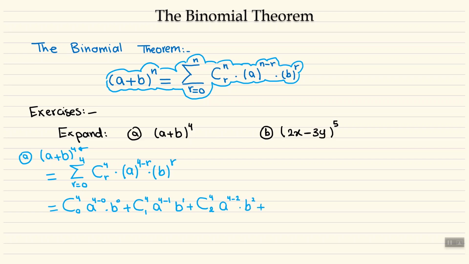Now plus, r will increase one more time, so it will become combination 4, 3, a to the power of 4 minus 3, b to the power of 3, and the last one is going to be combination n is 4, r is 4 this time, a to the power of 4 minus 4, and b to the power of r, which is 4.